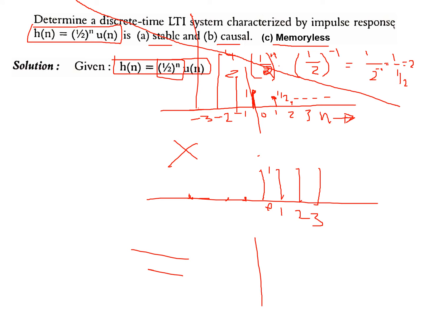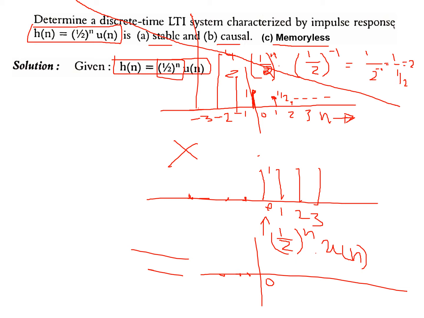The resultant is a one-sided falling exponential. All the values to the left of n equal to 0 become 0. In the actual signal, it becomes 0. That means, now I am plotting this signal: half to the power of n into u of n. I am trying to plot this signal now.